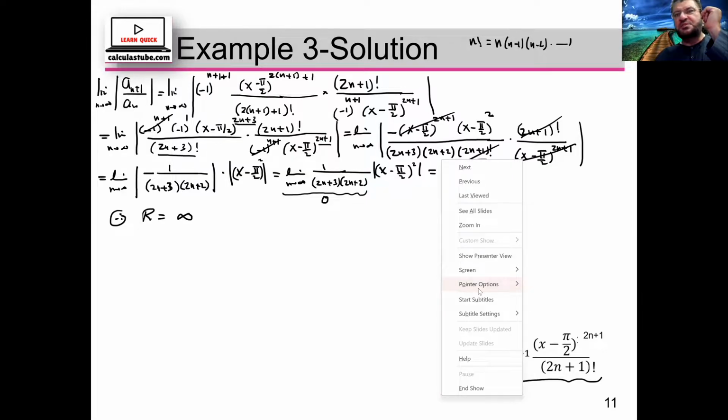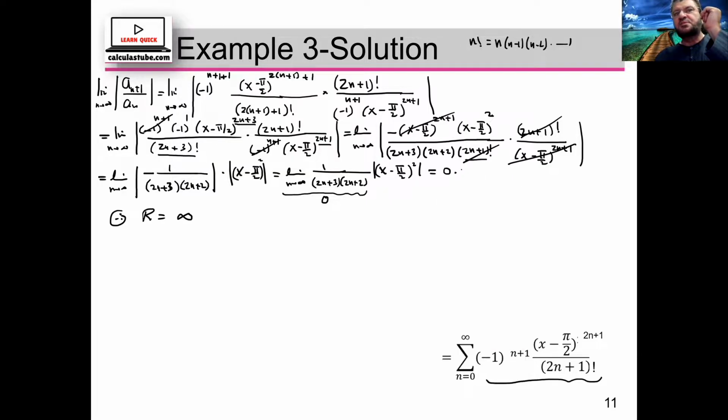So this is 0 times x minus pi over 2 squared. What do I need this to be? I need this to be less than 1. To be convergent, I need this to be less than 1. But what is this? This is always 0. Is 0 always less than 1? Yes, 0 is always less than 1 for all x. No matter what x you take, it's always going to be 0. So because this is true for all x, the radius of convergence is infinity. For x, what's the center, by the way? The center here is pi over 2.